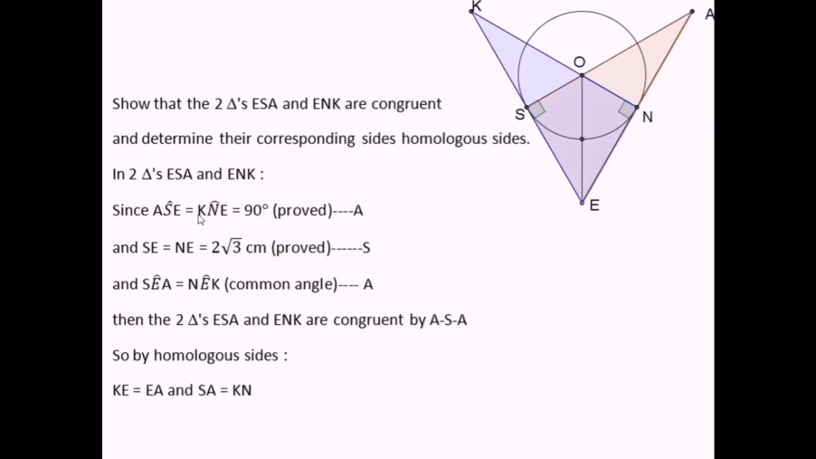And if you wrote the angle correctly according to the triangle, you can just jump. AE is equal to KE. And here SA is equal to NK. Let's also check it on the drawing. This angle E in the blue is facing NK side, and this angle here in the red is facing AS. So AS or SA is equal to KN. This is how we get the homologous elements.